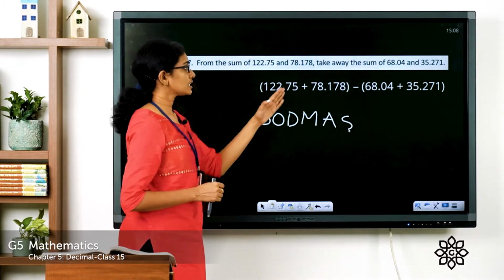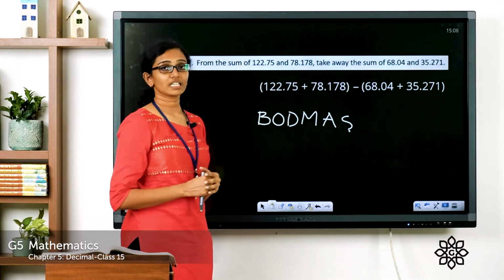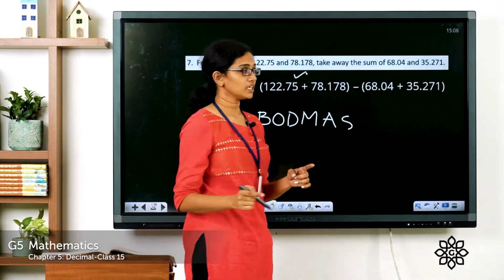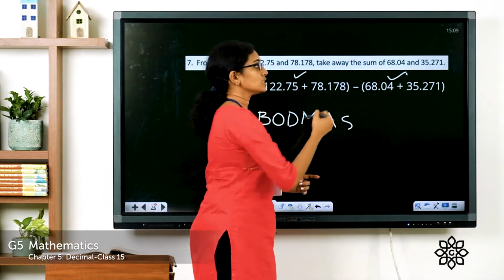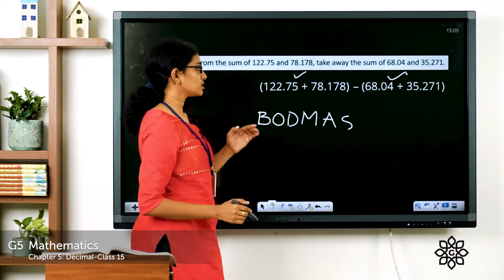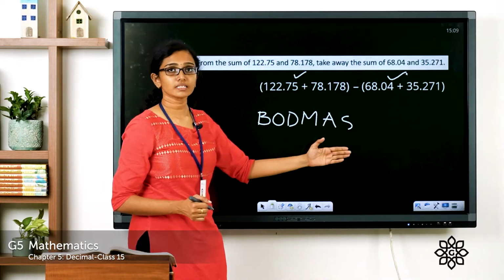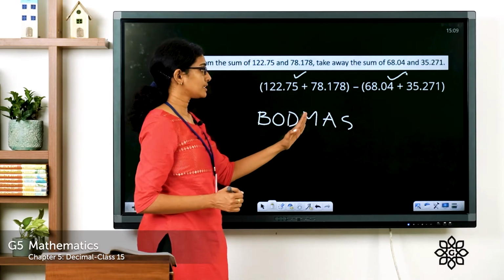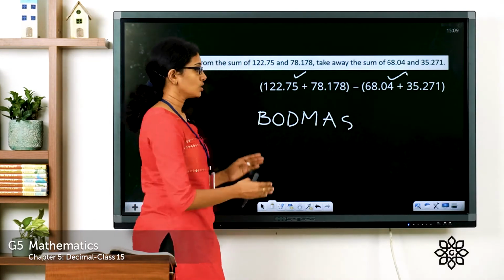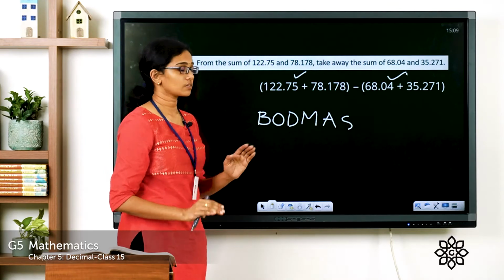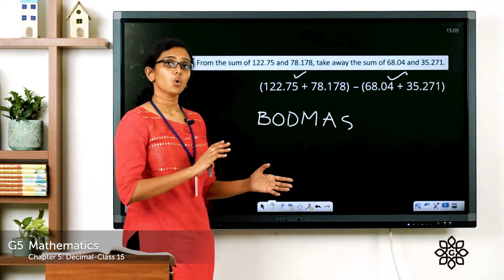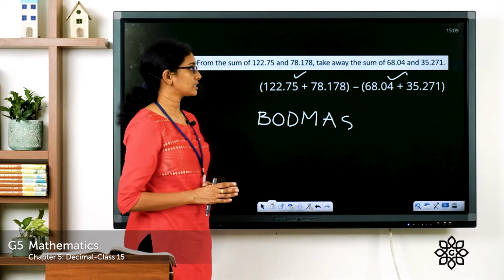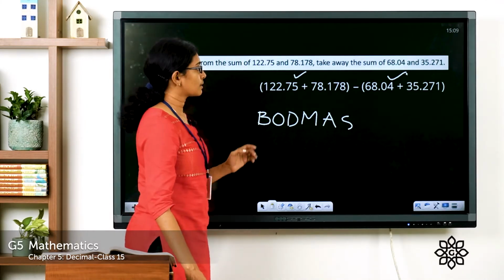So since these sums or these additions are given in brackets, you have to do the addition processes first and then do this subtraction. So remember this rule, it's called BODMAS and it stands for brackets, orders, division, multiplication, addition, subtraction. So you start doing the calculations in this order when different operations come in the same question. So just keep in mind this one. Now let's find out the sum of each of these.